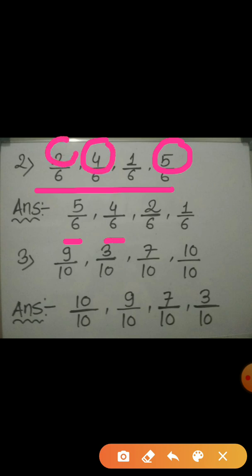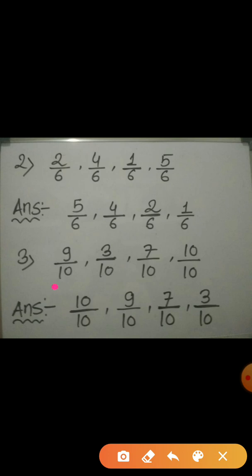Then it is 2, so 2 by 6 comes third. And lastly, we write the fraction 1 by 6 as 1 by 6 has the smallest numerator. So 5 by 6, 4 by 6, 2 by 6 and 1 by 6 is the descending order of the given fractions. And now taking the last one.